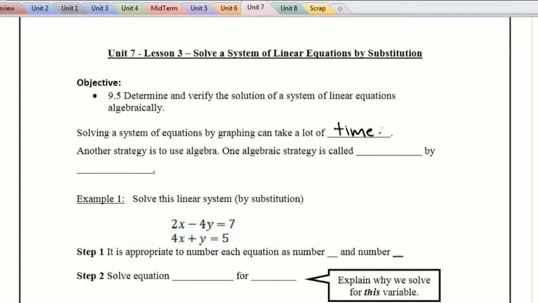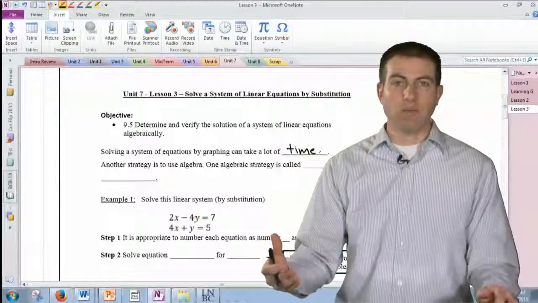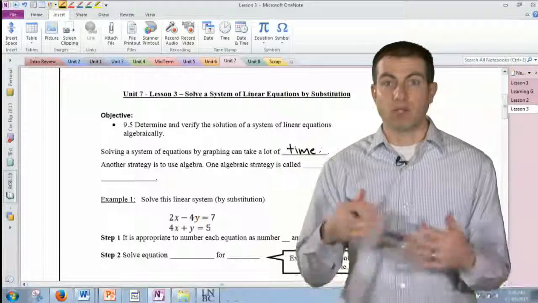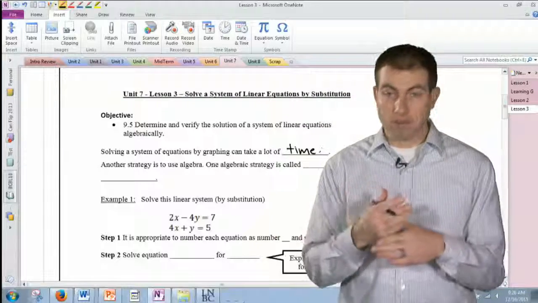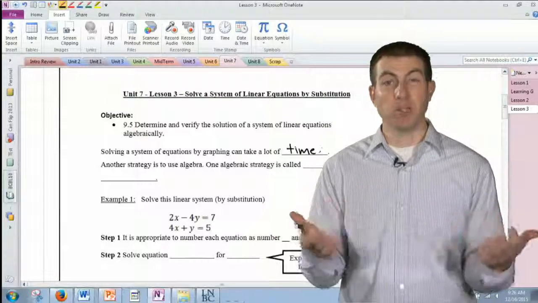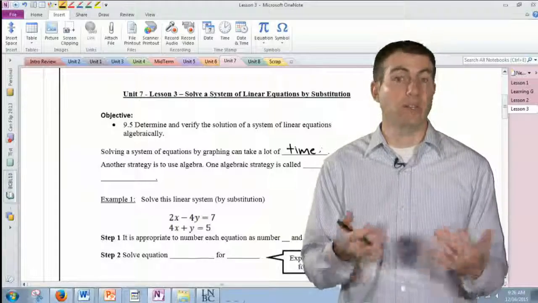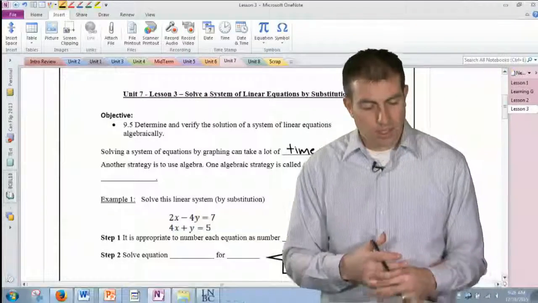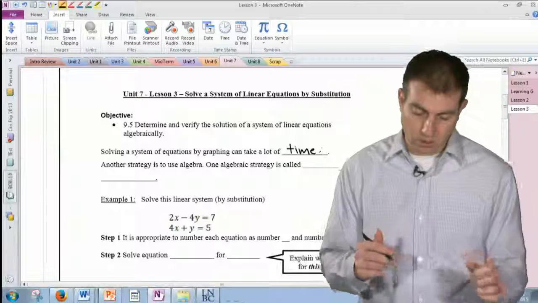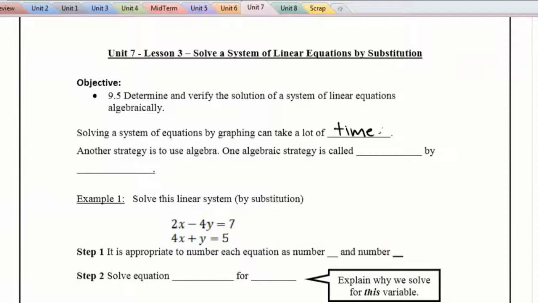So graphing, first you're going to have to convert to slope-intercept form. Once you've done that, you're going to have to draw a graph, plot them. Hopefully your graph is good and everything lines up properly. Then you might get a solution. Once you do that, you have to check. That can be a lot of work. So another strategy we can use is called solving by substitution.